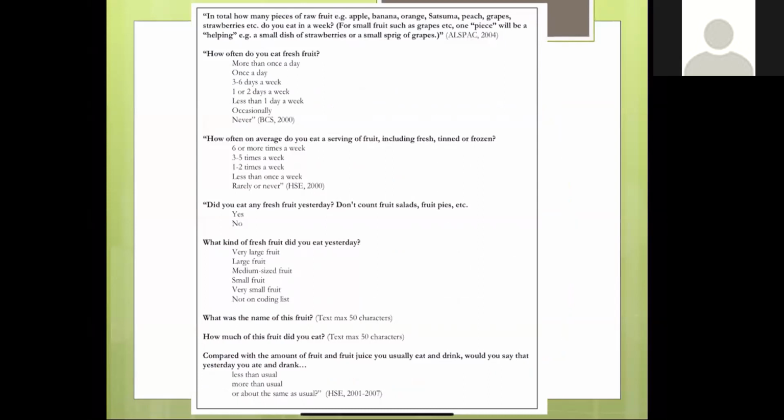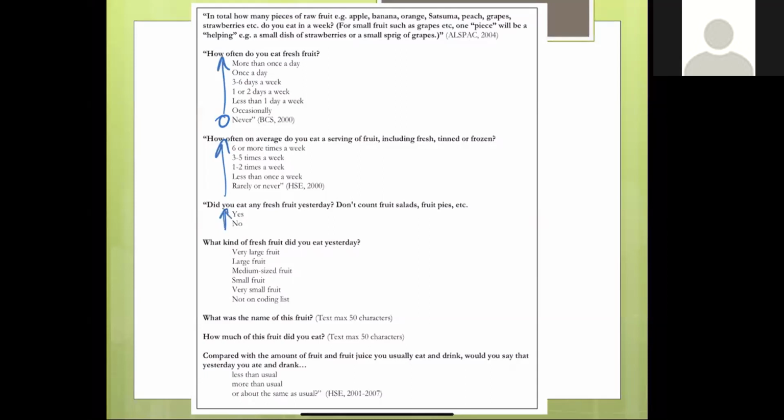Here's another example, trying to measure how often somebody eats, something about their diet. So how many pieces of raw fruit do you eat a week? Obviously never is bad. We want more than once a day, a higher number being good. How often on average do you eat a serving of fruit, including fresh, tinned, or frozen? Again, more being better. Here we want yes is better than no. What kind of fresh fruit did you eat yesterday? This is maybe a little more descriptive.